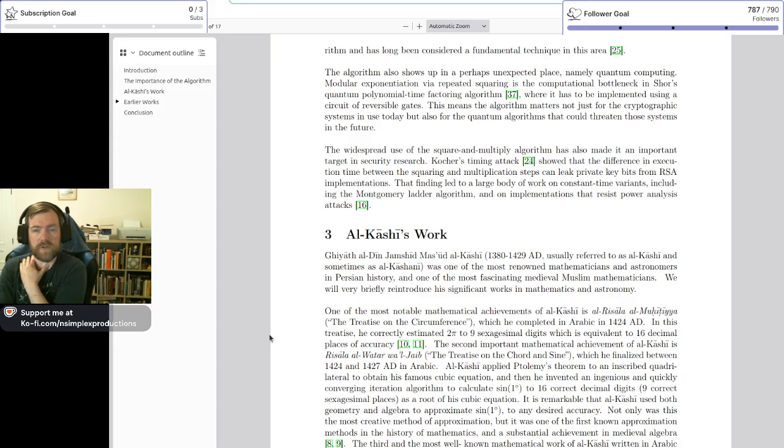Widespread use of the square and multiply algorithm has also made it an important target in security research. Koch's timing attack showed that the difference in execution time between squaring and multiplication steps can leak private key bits from RSA implementations. Interesting. That finding led to a large body of work on constant time variants, including the Montgomery ladder algorithm, and on implementations that resist power analysis attacks.